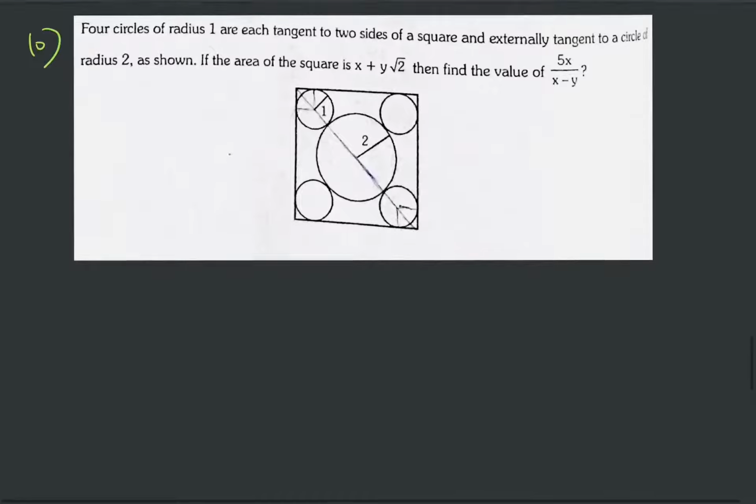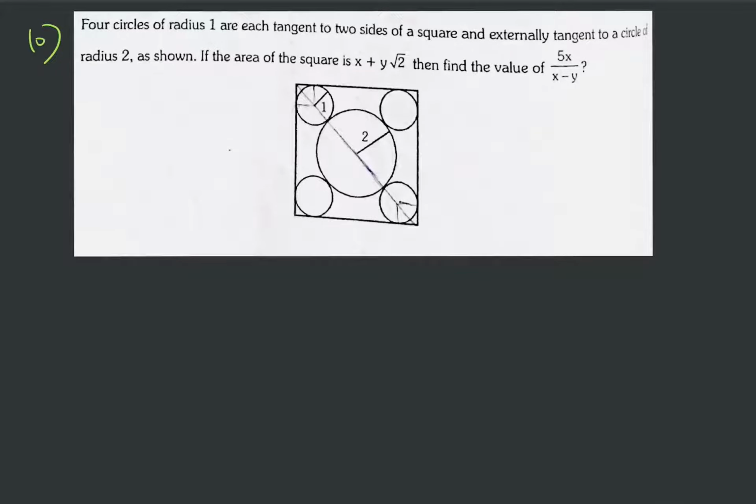Yes, so in this question you can see that there is a square and this is a circle, and these four are equal circles. These are tangent to this circle and square. So these are of radii 1. So I am doing this problem in the figure itself. So this is 1, this is 1.